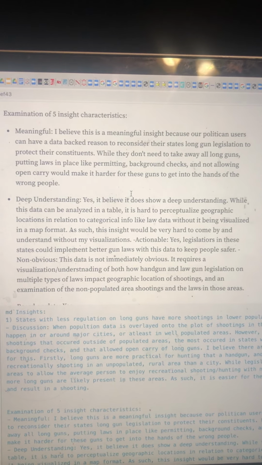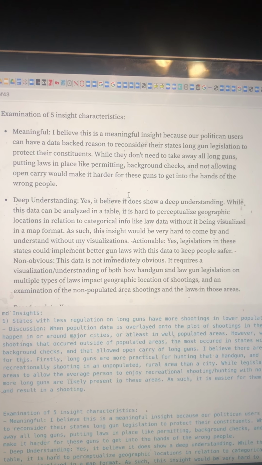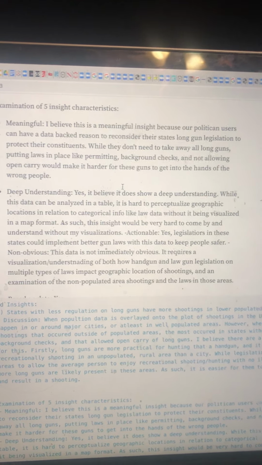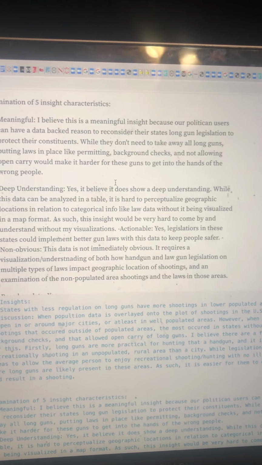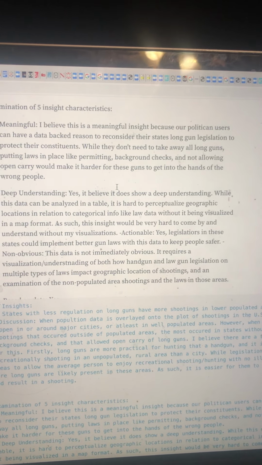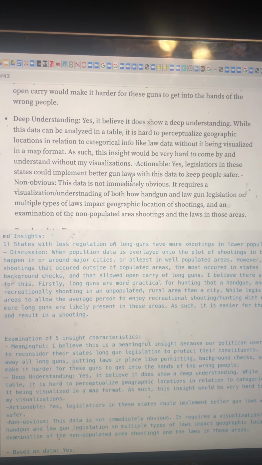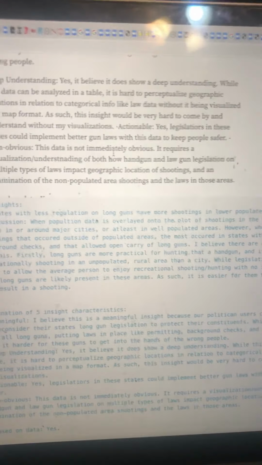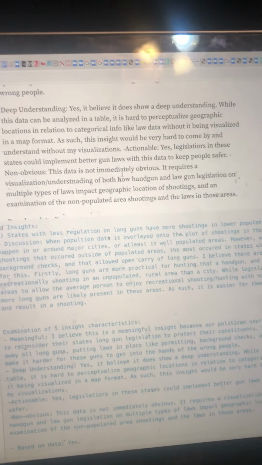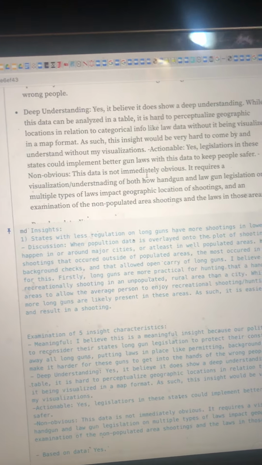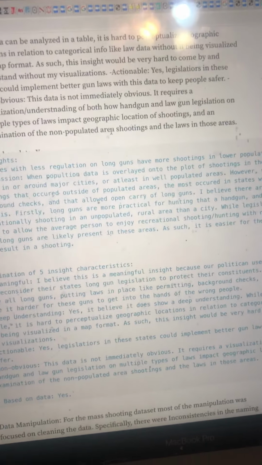I think it does show a deep understanding, because while you could just look at it in a table, it's hard to perceptualize geographic and categorical data like law data without it being visualized in a map format. As a result, this insight would be very hard to come by and to understand without my visualizations. I think it's actionable because these legislators in these states could implement better gun laws to keep people safer. It's not obvious because it requires a visualization and understanding of both how handgun and long gun legislation affect the geographic location of shootings and an examination of the non-populated areas of shootings. And it is based on data.